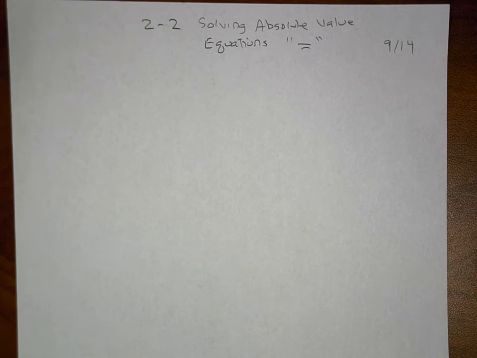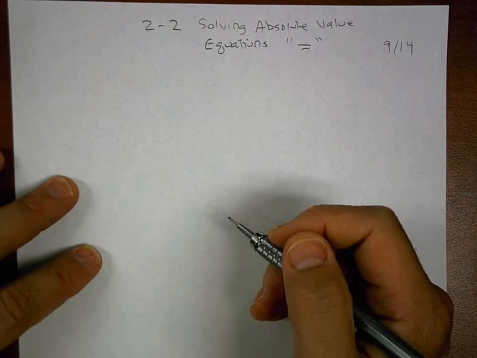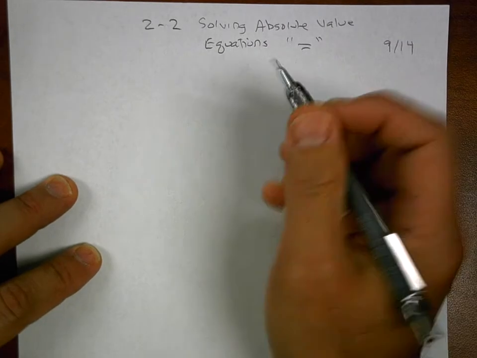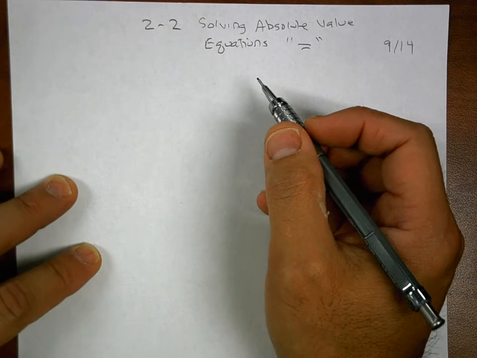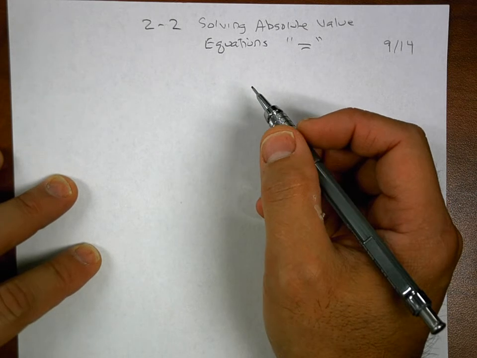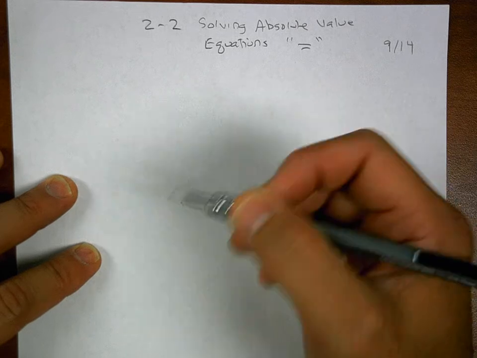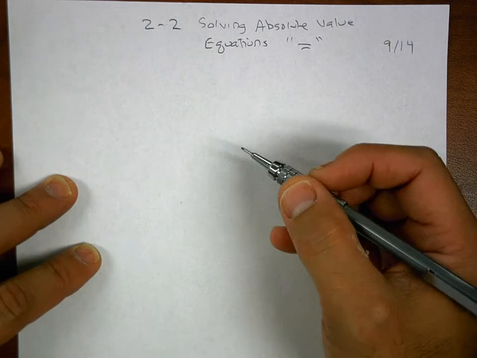Okay, so today we're going to be solving absolute value equations. There are different methods of doing that. It's a little bit of algebra. But first we're going to look at what it means to solve an absolute value equation. We're going to do that by looking at the graph and seeing what happens.